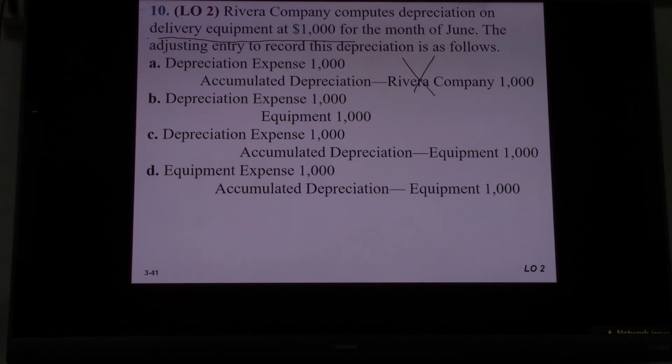This is false. Depreciation expense $1,000 and equipment $1,000. We cannot decrease equipment, we cannot decrease assets directly, and we decrease it indirectly through accumulated depreciation. Letter C, depreciation expense 1,000 and accumulated depreciation for equipment. So this is the correct choice. Equipment expense, we don't have something called equipment expense, so the correct choice is letter C.